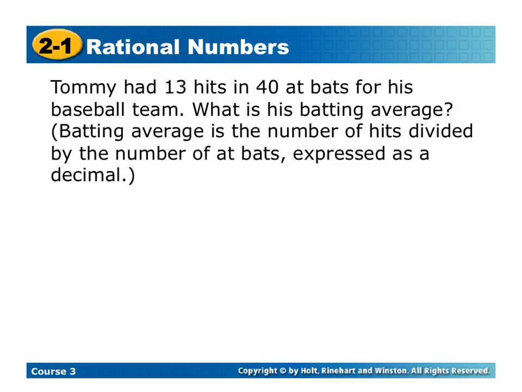So now let's look at a real-life application when we would convert between forms. Tommy had 13 hits and 40 at-bats for his baseball team. We want to know what his batting average is. And if you are not familiar, batting average is found by taking the number of hits divided by the total number of at-bats expressed as a decimal. So here he had 13 out of 40, his part out of the whole. So we're going to take 13 and divide it by 40.